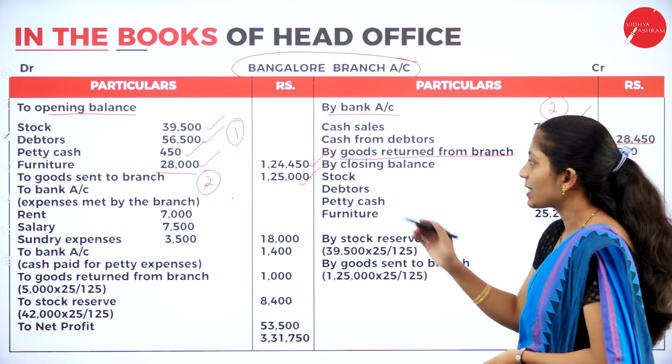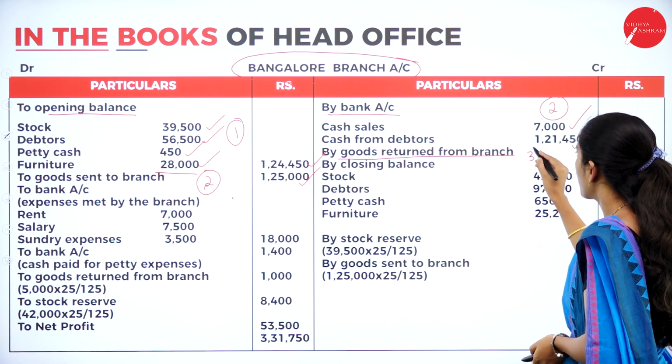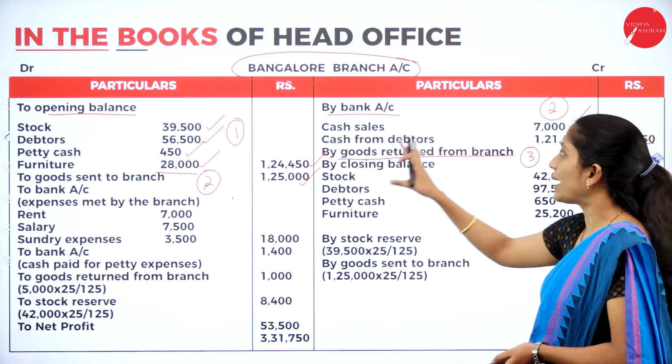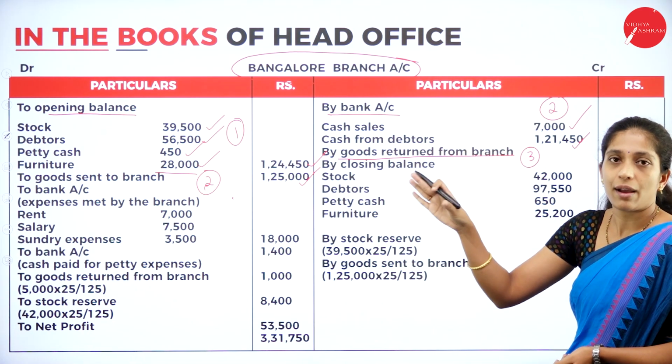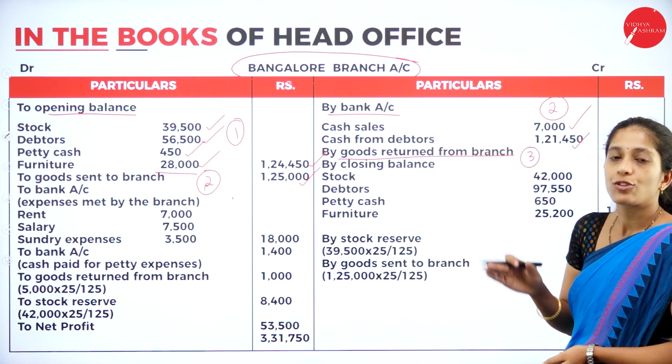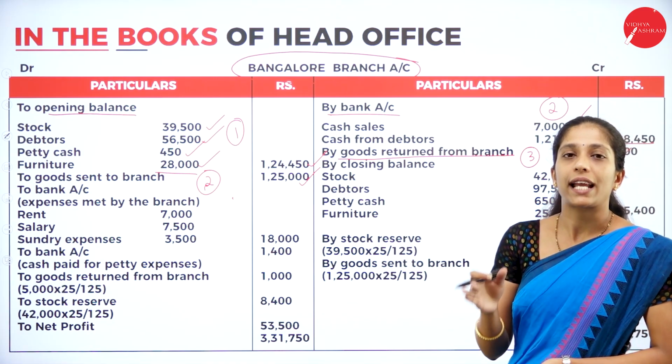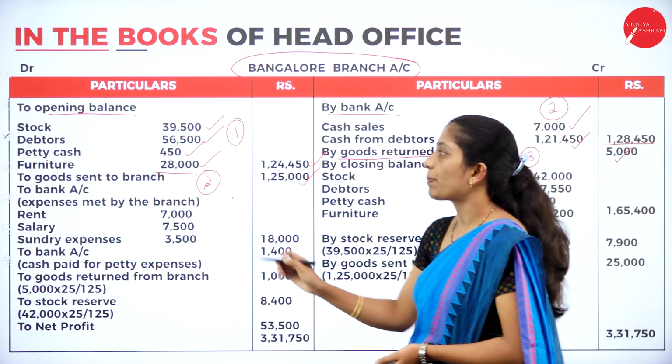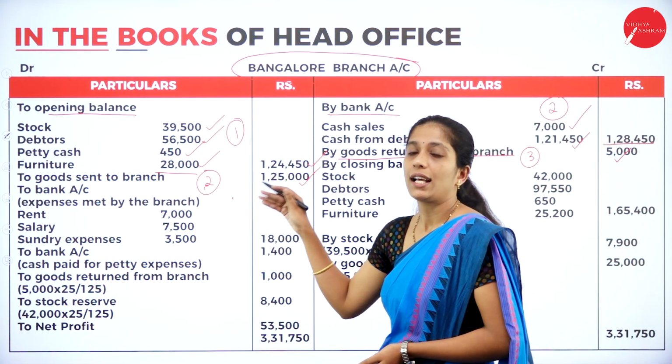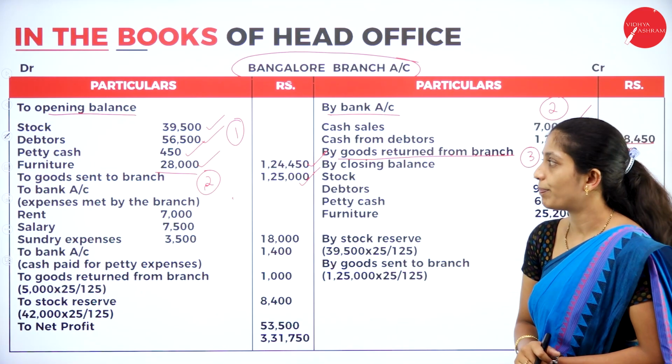Now we are done with the second and third steps. So your first step is recording the opening balance. Second is returning the amount or giving the amount to the head office. So it may be due to cash sales or cash from debtors. And the third step is goods sent to branch. And the fourth one is goods returned by branch.